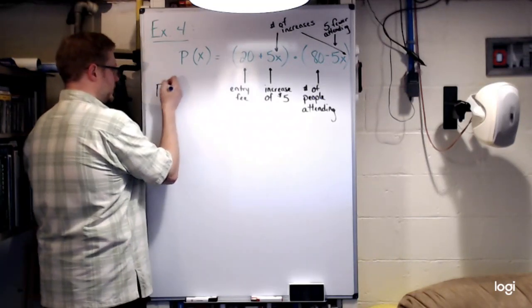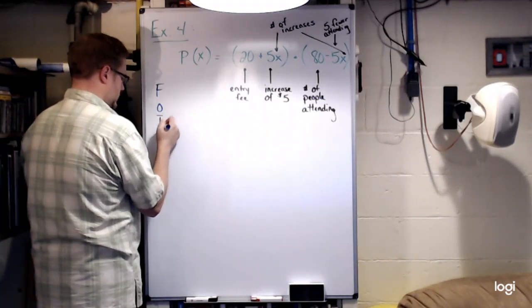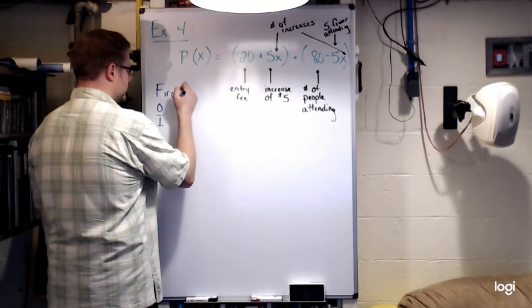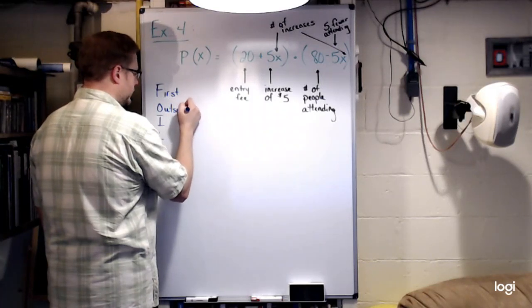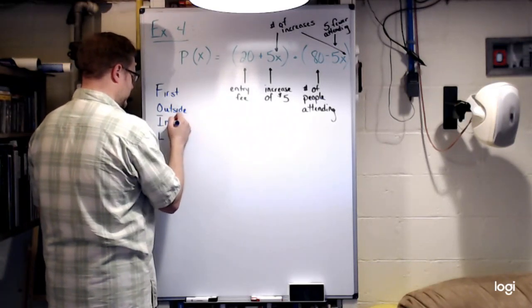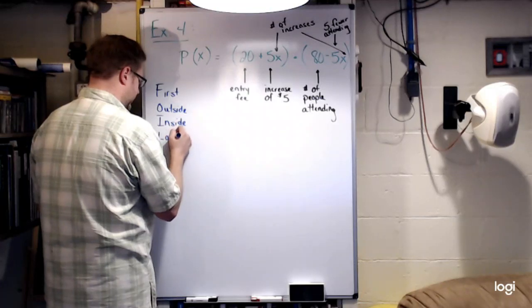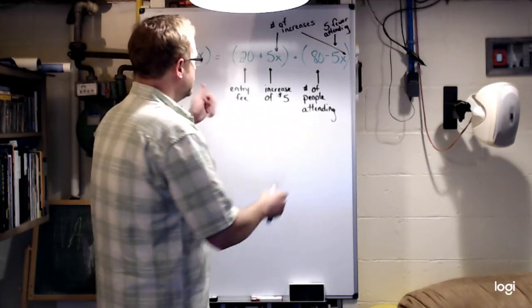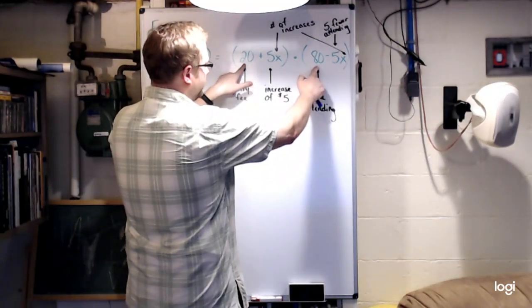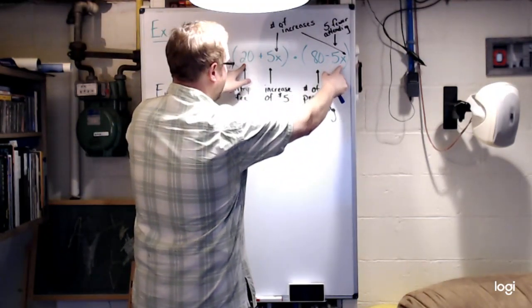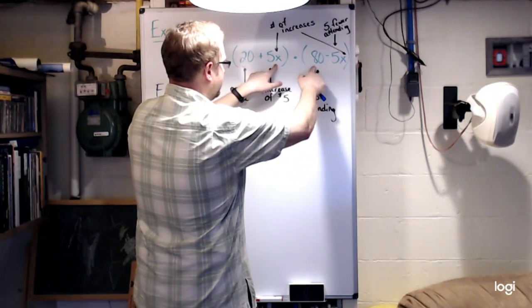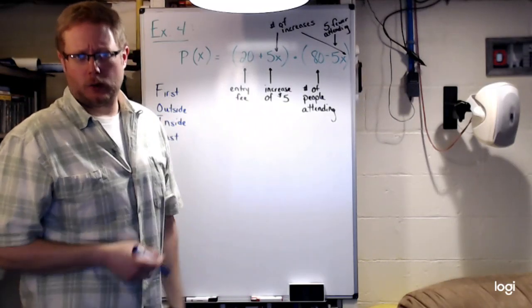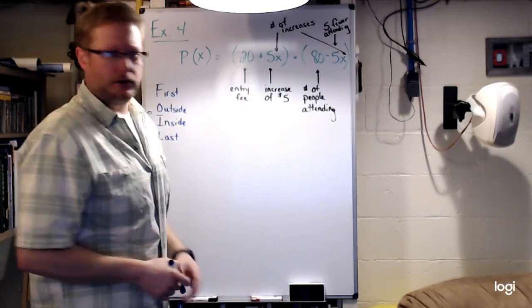If you don't remember this, I'll remind you of it. FOIL means first, outside or outer, inside, and last. First, outside, inside, last. What it means is we take the first 2 terms, multiply them together, the outside 2 terms, the inside 2 terms, and the last 2 terms, and we multiply them together. And when we do that, we're going to get a quadratic equation. Let's go ahead and do it.